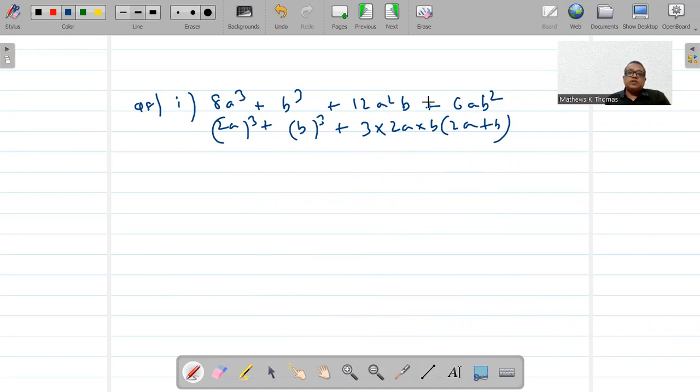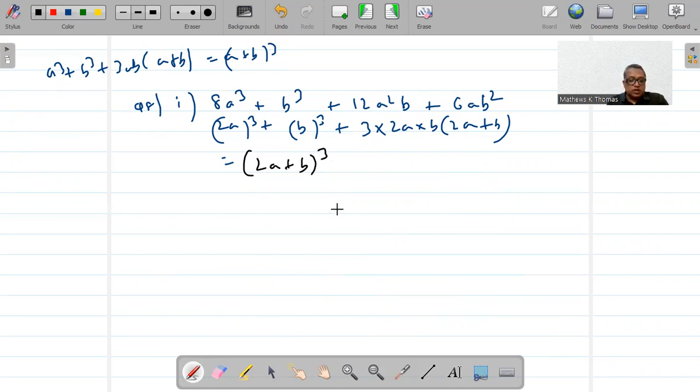Right? When I open this, I'm getting back this. See? A cube, B cube, 3AB, A plus B. This is the identity. A cube, B cube, 3AB bracket A plus B. This is A plus B whole cube, right? So I'm making use of this identity. So when I open all this, I'm getting exactly the terms above. So finally, this answer is a plus b whole cube. So my answer will be 2a plus b whole cube.